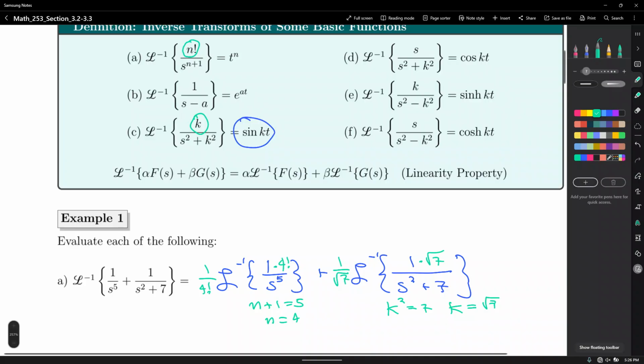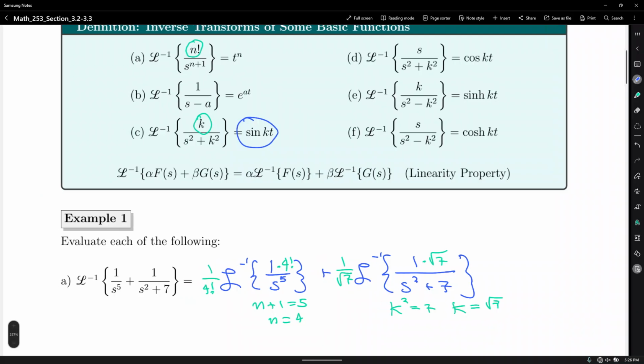That being said, we're ready to go. All right. We have a complete expression, 4 factorial over s to the fifth power, that is 1 over 4 factorial, which is 24, t to the fourth power plus 1 over root 7 sine of root 7 t. Final answer. Right? That is how we find an inverse transform. So it's not just using the formula. We want to make sure we have a complete expression.